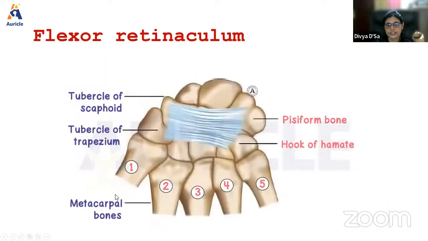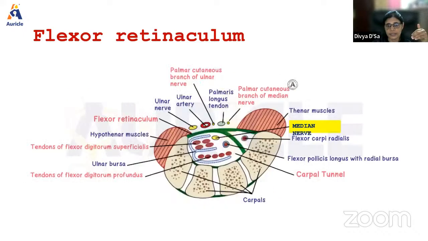So where is it attached? Laterally, it is attached to the tubercle of the scaphoid and the tubercle of the trapezium, and medially to the pisiform and the hook of the hamate. Beneath that, it forms an osteofibrous tunnel, which we call the carpal tunnel.